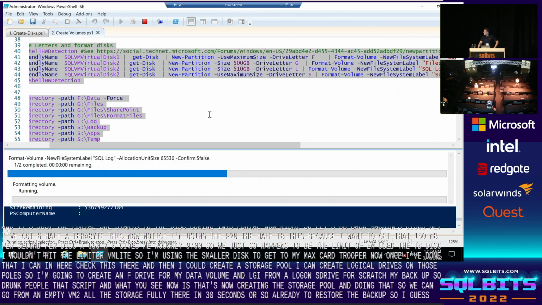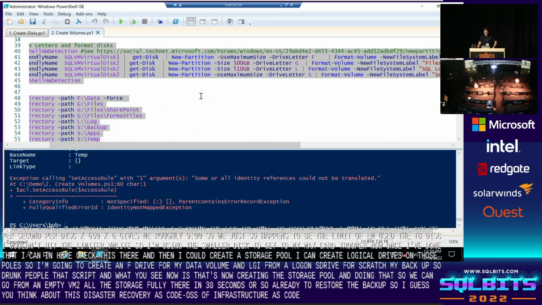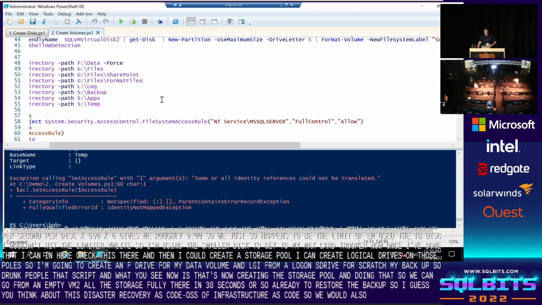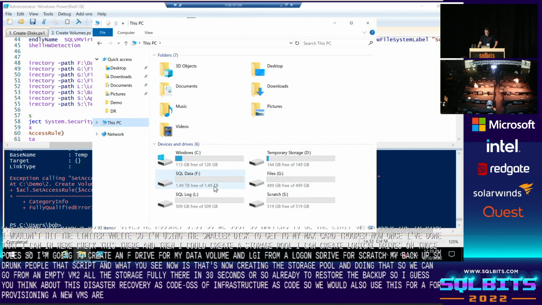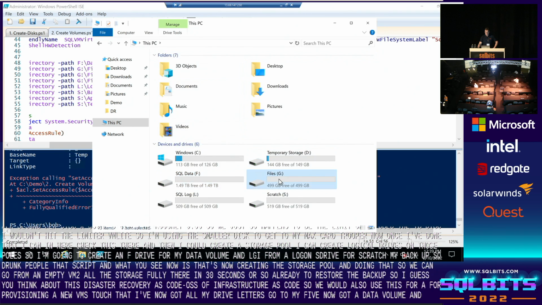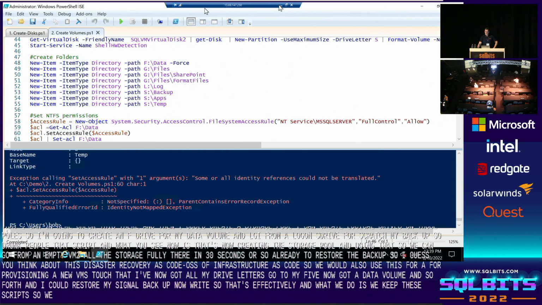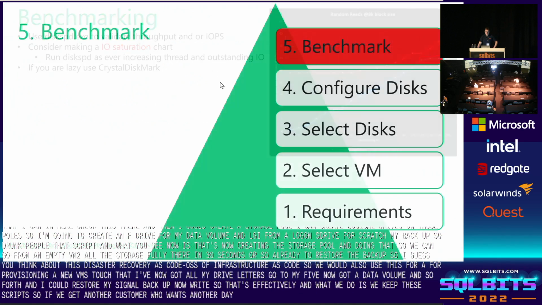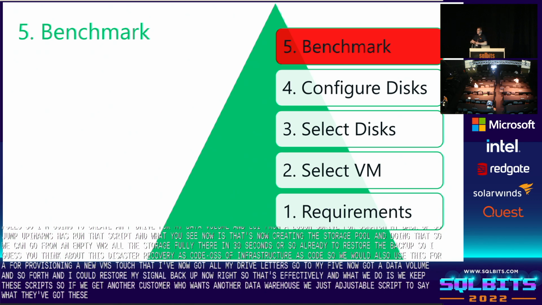So I guess you think about this as disaster recovery as code or sort of infrastructure as code, right? But we would also use this for provisioning a new VM as such. So here I've now got all my drive letters. Going to my F, I've now got a data volume and so forth. And I could restore my SQL backup now, right? So that's effectively what we do: we keep these scripts. So if we get another customer who wants another data warehouse, we just adjust all the scripts to say, well, they've got these disks, but there's more disks of a bigger size, of a smaller size, and so forth, right?